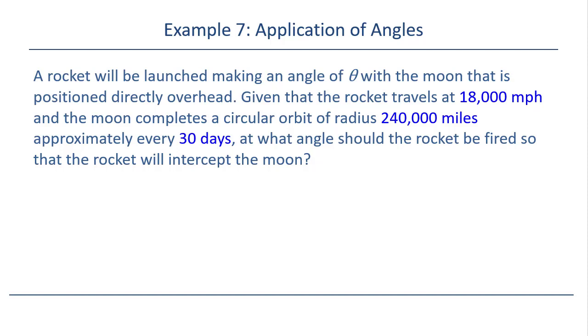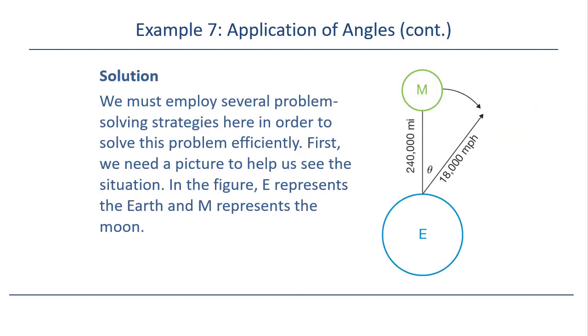First thing we always do with these, draw ourselves a picture so we can figure out what the heck is going on. Here's the Earth, here's the moon. They told us the moon is directly above at 240,000 miles. They also told us the rocket was coming off the Earth at some angle theta. We don't know what that is. That's what we have to solve for.